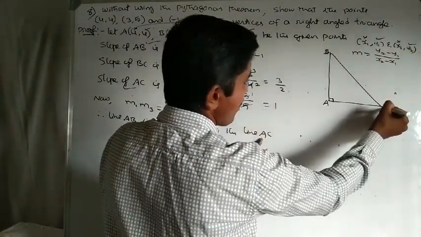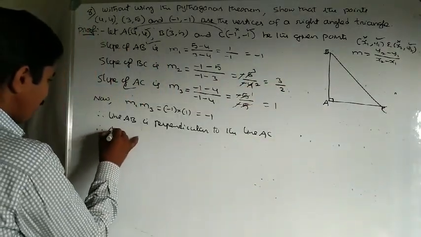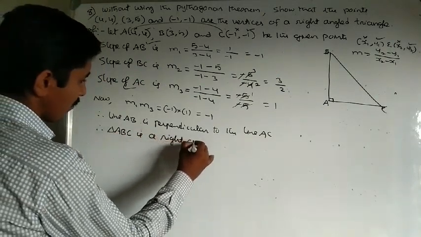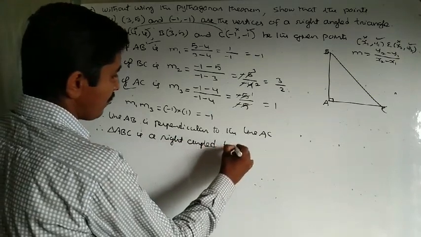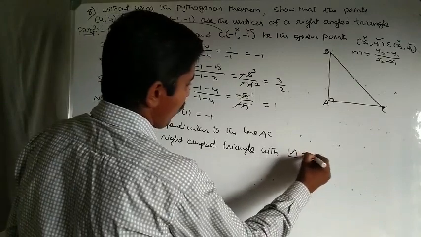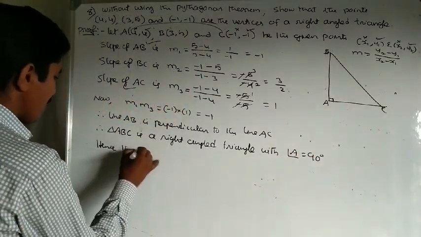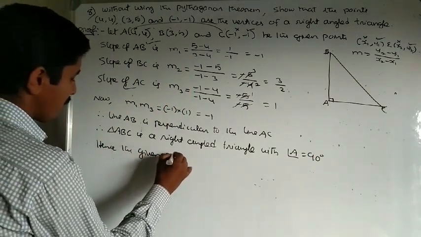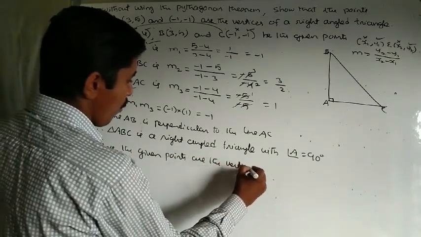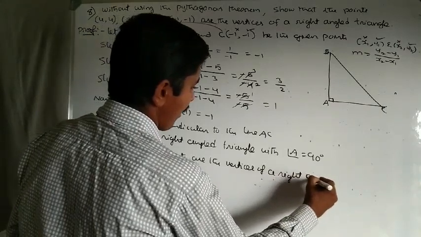This is B, this is C. Correct. Therefore, your triangle ABC is a right angle triangle with angle A equal to 90 degree. Yes, the given points are the vertices of a right angle triangle.